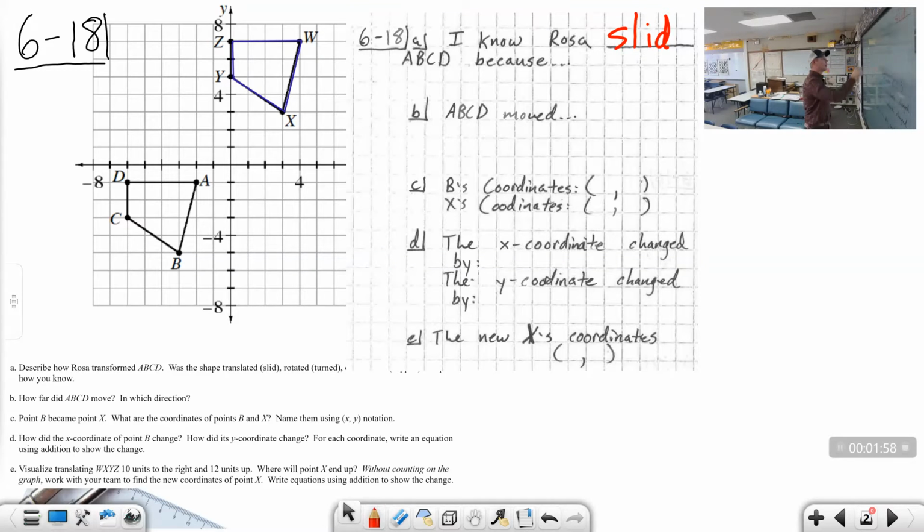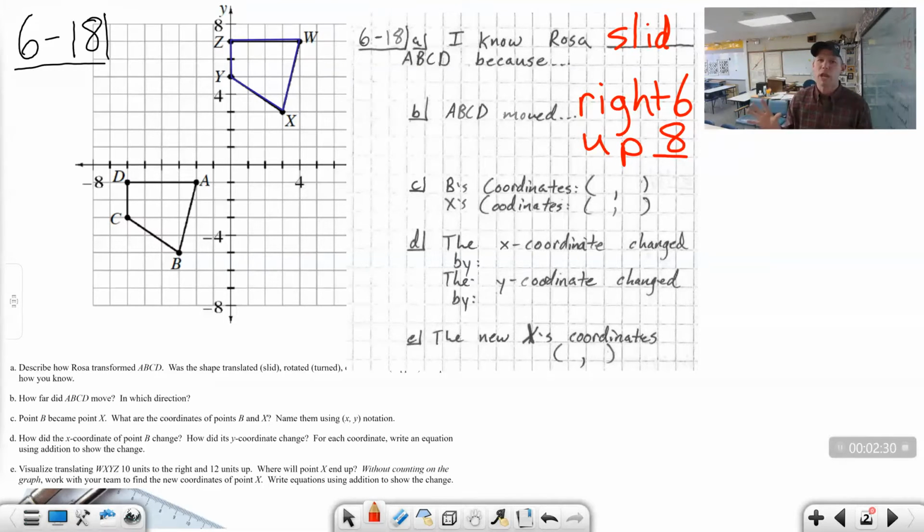Okay? If I take this shape back to ABCD and I count 1, 2, 3, 4, 5, 6, it went right 6 and up 1, 2, 3, 4, 5, 6, 7, 8. Notice all I'm doing is I am counting how much this shape moved. I have it as a whole and I just slid it.